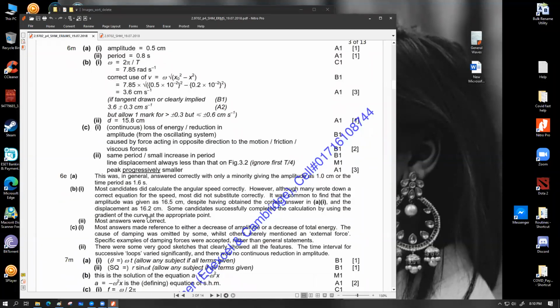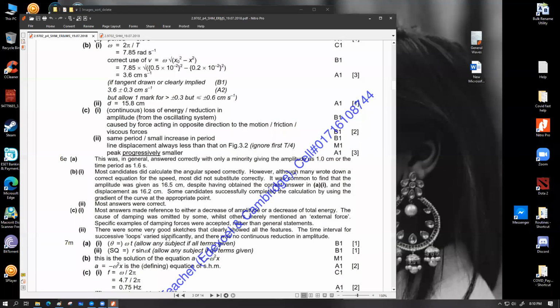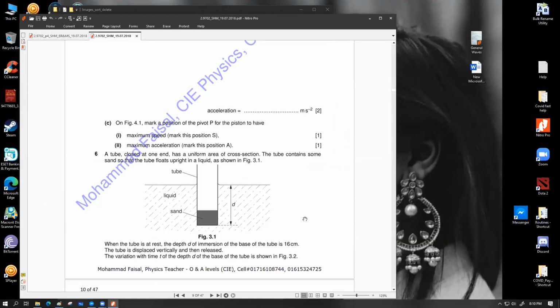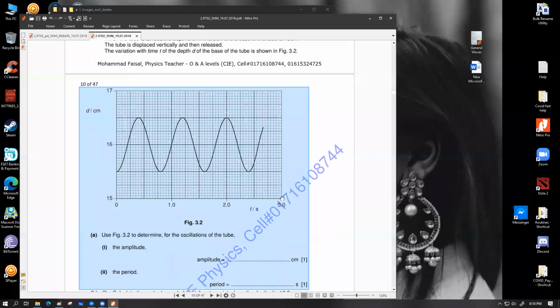So have a look at the mark scheme. There were some very good sketches that clearly showed all the features. The time interval for successive loops varied significantly, and there was no continuous reduction in amplitude. You see, there was no continuous reduction in amplitude. So continuous reduction of amplitude was an expected thing. Yeah, makes sense. Or to the question answer পাইছো? Yes, sir. Beautiful.